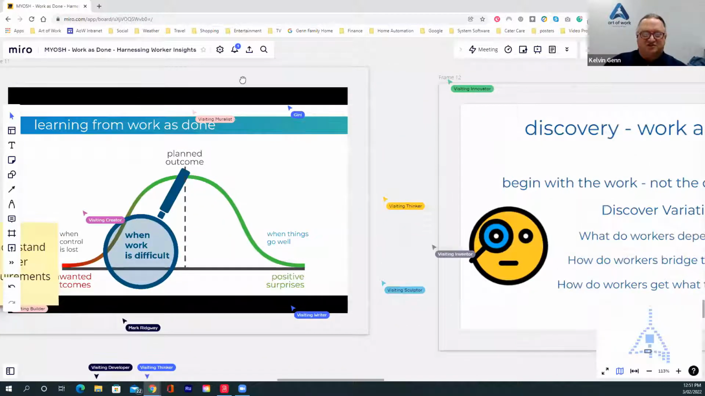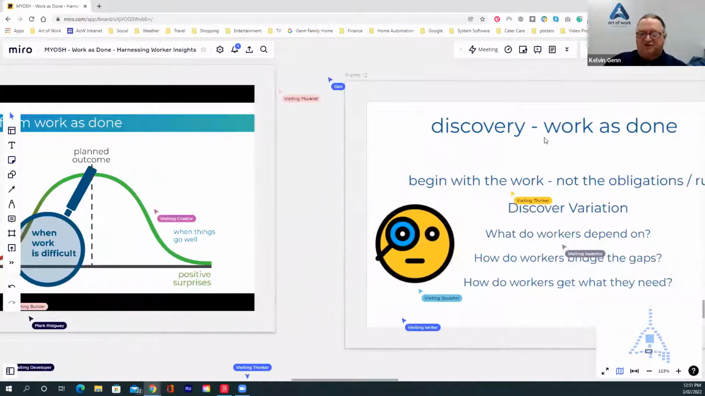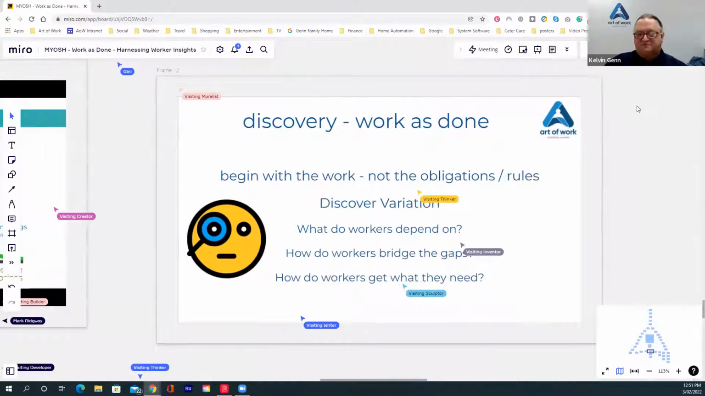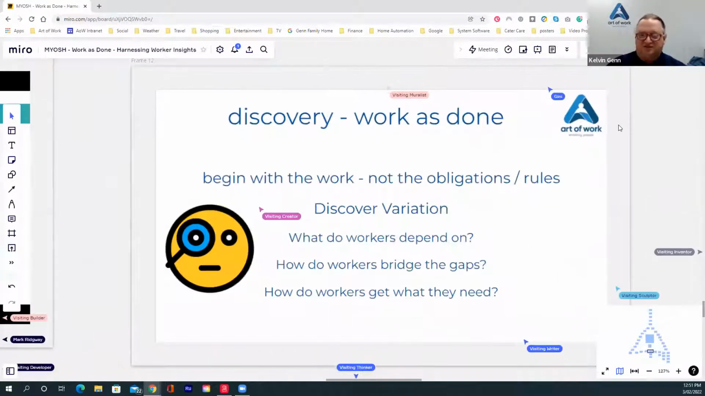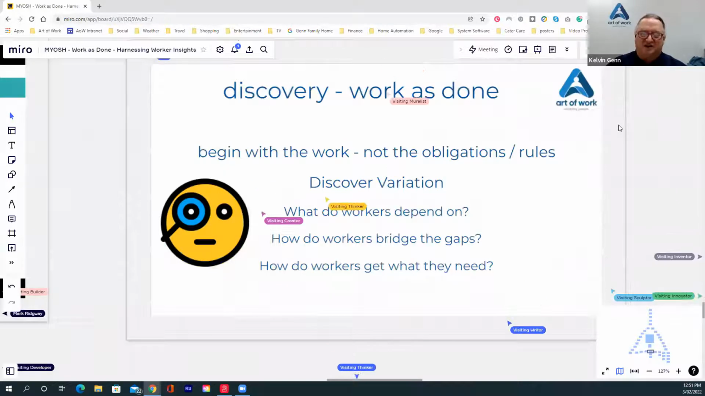So this leads us into a process of discovery. We start this process by thinking about starting with the work, not with the obligations or the rules that we're trying to satisfy in that process. We can come back to that, and that's where subject matter experts will interface with that and look at the designs that we cover.